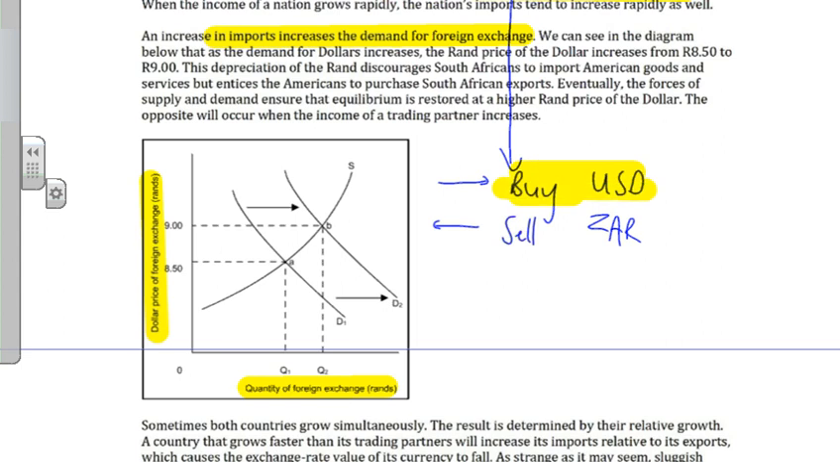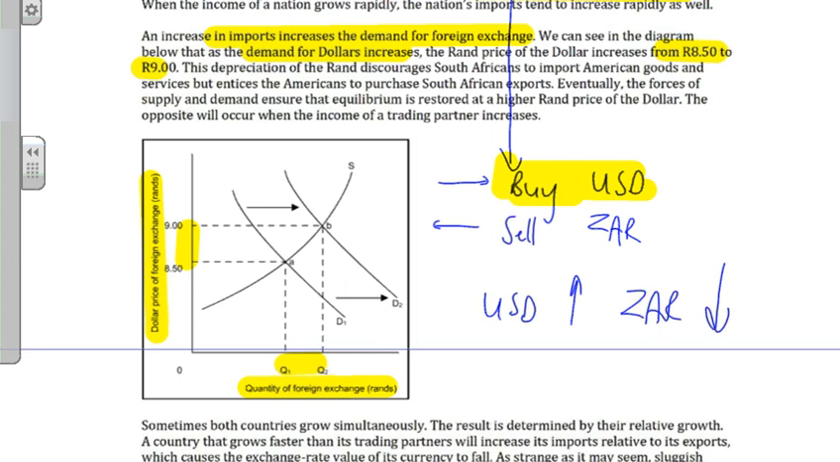Okay, as the demand for dollars increases, the rand price of the dollar goes from 8.50 to 9. Why? Of course it does, because you've got a demand for US dollars. Okay, there's the quantity required of US dollars. What does that do? It pushes the price up from 8.50 to 9. Okay, in other words, and what's happening? Look at the words. You'd say that the US dollar is strengthening versus the rand weakening. Why do we say that? Just the logic behind that, guys, is because there is less demand for rand but more demand for dollars.